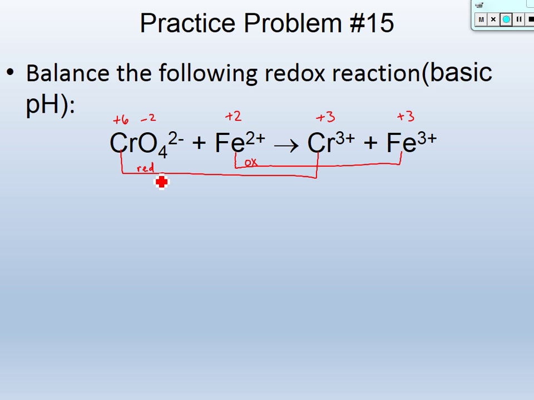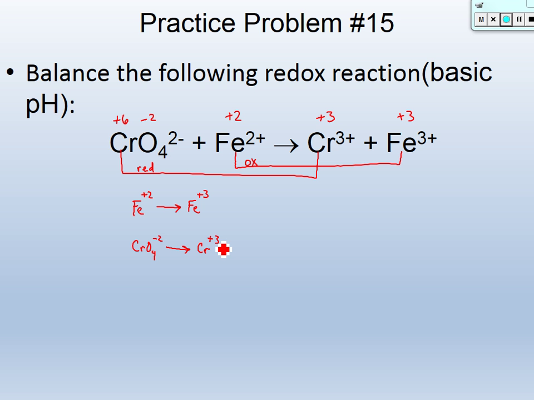Okay. I'm going to write the half reactions now. So we got Fe +2 goes to Fe +3. The other half reaction will be CrO4 -2, and that one is going to Cr +3. Okay, so that's step 1, is to write the half reactions. Now let's go to step 2.